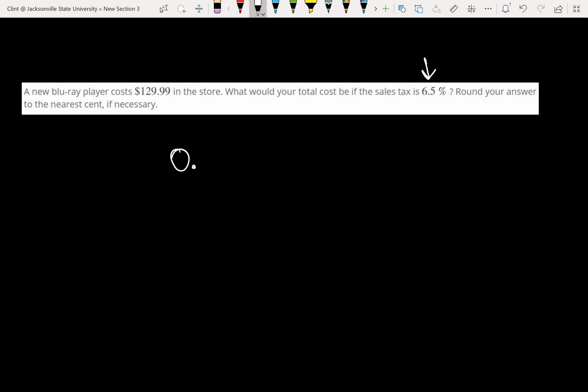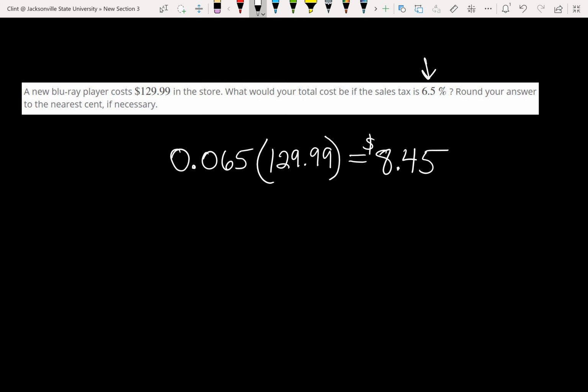So we'll change that to a decimal, 0.065 times the selling price. So we'll do 0.065 times 129.99, which gives us 8.4 and it rounds, the next digit's 9, so it rounds up to 8.45. And this would be our tax.